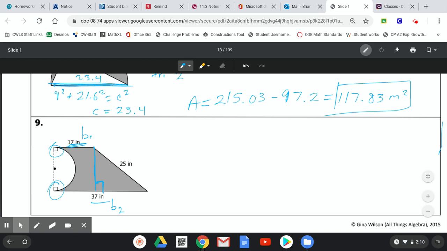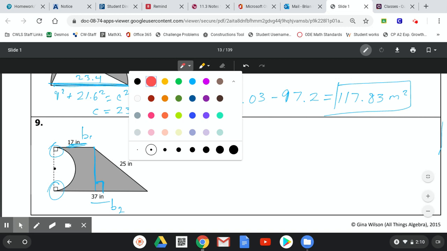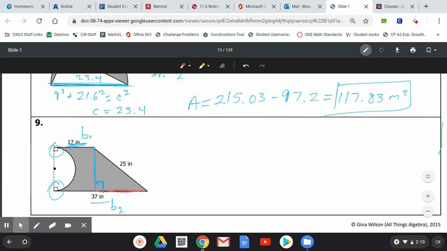So to find this part right here, we just do 37 minus 17, which gives us 20. And then we're going to find the height of that trapezoid by using the Pythagorean theorem. Let's call that x. So it's going to be x squared plus 20 squared equals 25 squared. When we do that, we subtract, and x squared equals 225. So x equals 15. So over there, instead of x, now we have 15.